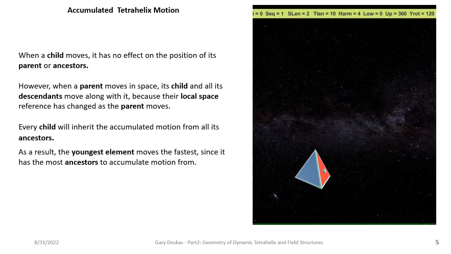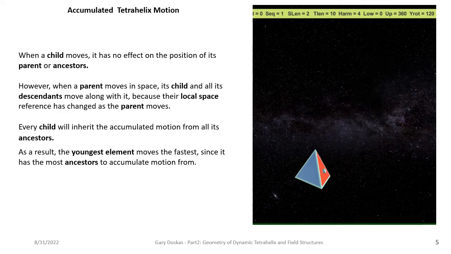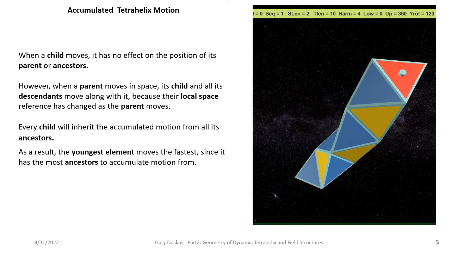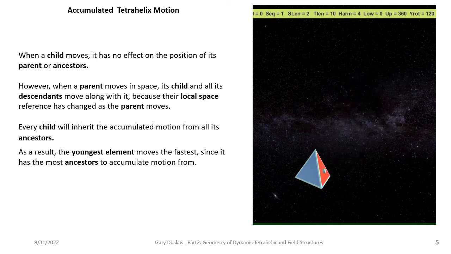Accumulated tetrahelix motion. When a child moves, it has no effect on the position of its parent or ancestors. However, when a parent moves in space, its child and all its descendants move along with it, because their local space reference has changed as the parent moves. Every child will inherit the accumulated motion from all its ancestors. As a result, the youngest element moves the fastest, since it has the most ancestors to accumulate motion from.